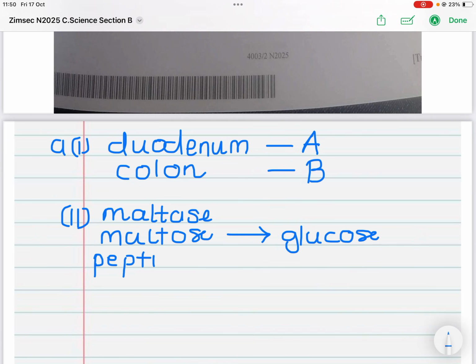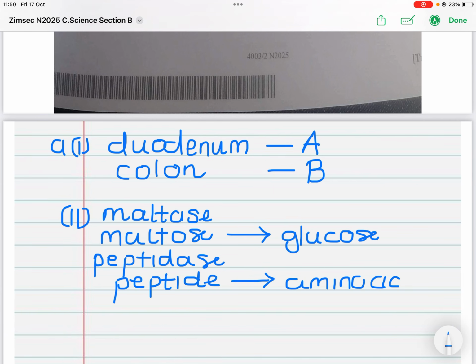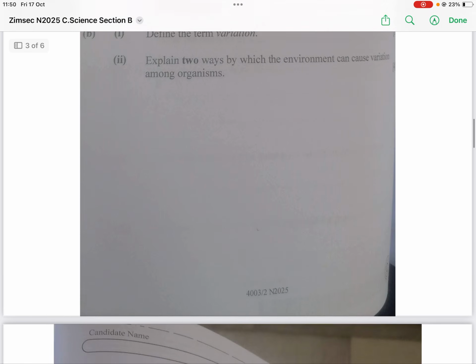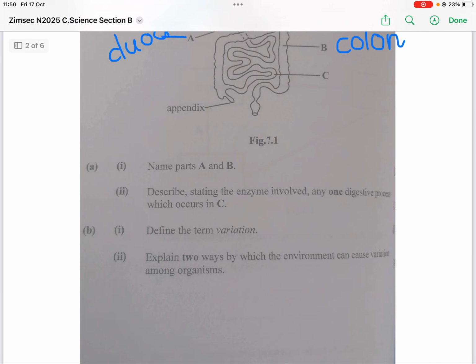And also, we have an enzyme that is known as peptidase. Peptidase is involved in breaking down peptides into amino acids. So the peptides are broken down into amino acids. So these are some of the processes that occur in the ileum. So that is how we answer the next part of the question. So can we get back to our question?